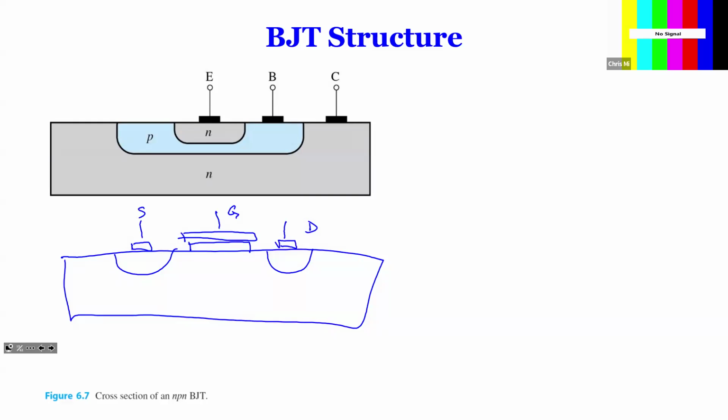One of the major differences is the gate. In a MOSFET, between the gate and the body, there's a silicon oxide, which means there's no current between gate and body. But for a BJT, the base metal is directly connected to the p-type material in this NPN type, so there is a current. This is one of the major differences.